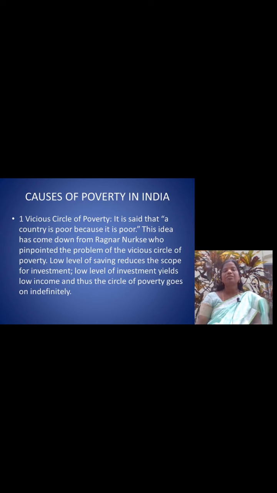But this will not happen. Low saving means low investment. Low investment means low economic activity. Low economic activity means low employment rate. Low employment means low income. Again, this circle continues.